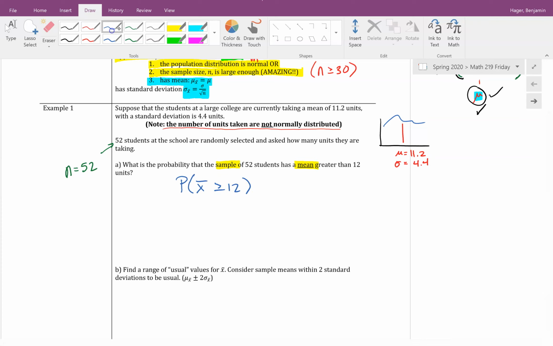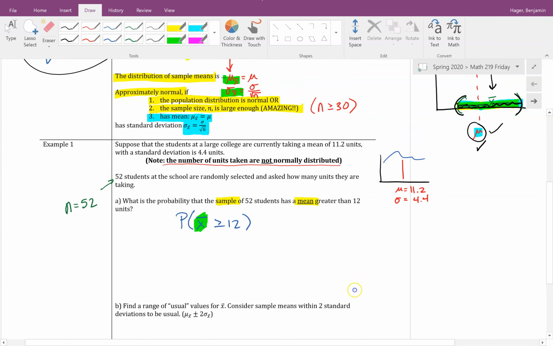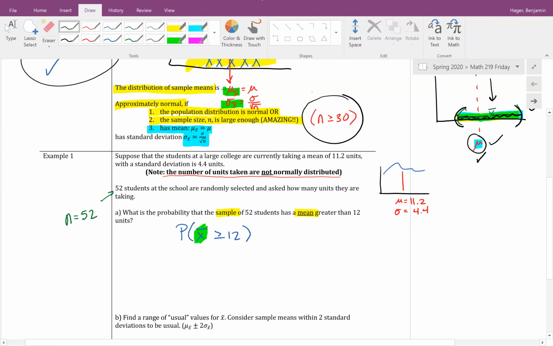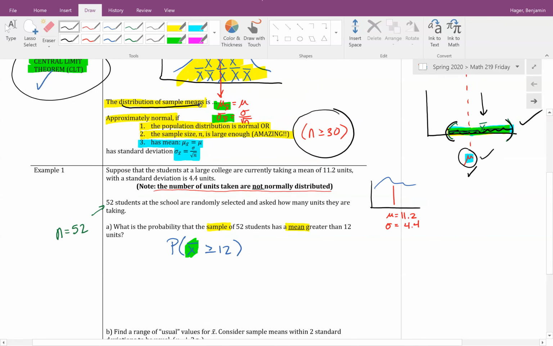We learned a while ago that if you want to calculate probability, you better know the distribution, because depending on the distribution, the rules of the game, there are different ways to calculate probability. So how are these distributed? That's what we need to know: what does that distribution of sample means look like? Well, according to central limit theorem, as long as you take at least 30 in your sample size, the distribution of sample means will be approximately normal.